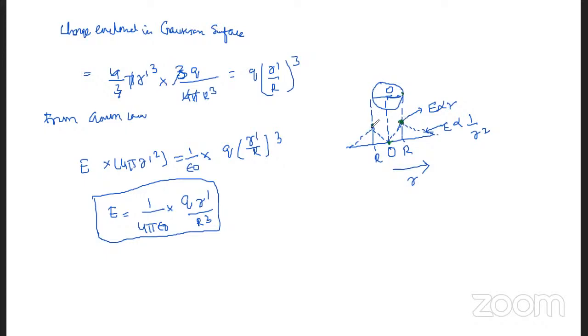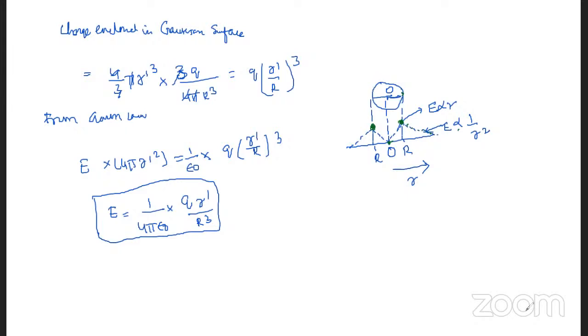E value is maximum on the surface of the charged sphere. And again, as you move away from this charged sphere, automatically the electric field decreases in this manner. E is proportional to 1 by r square. So this is the application of the Gauss law we have seen.